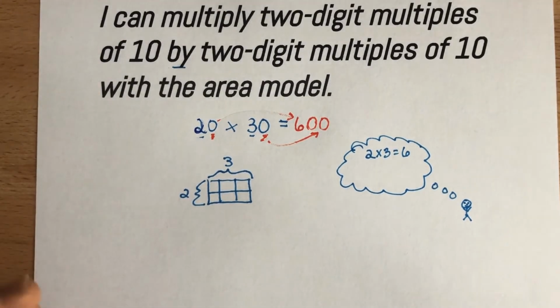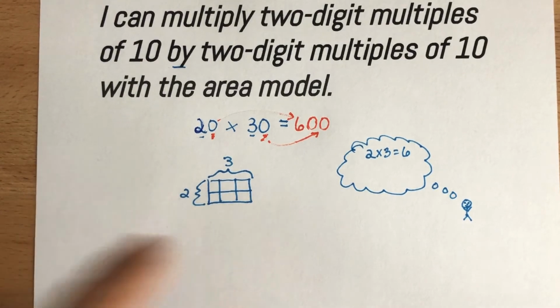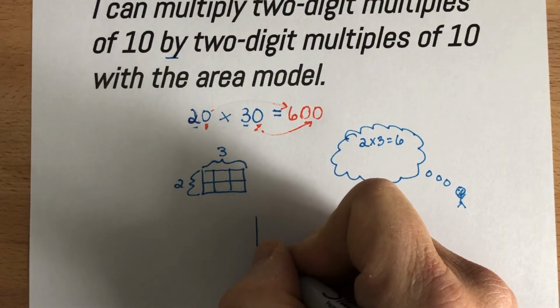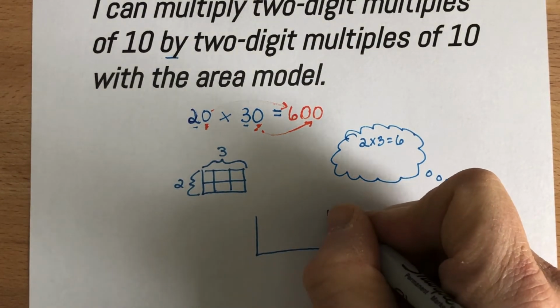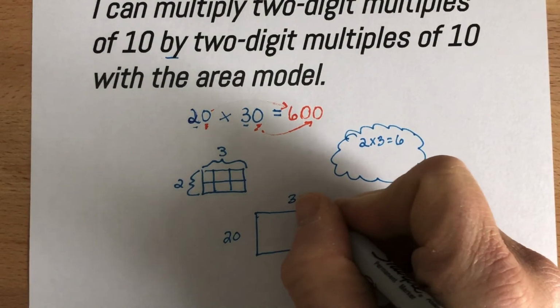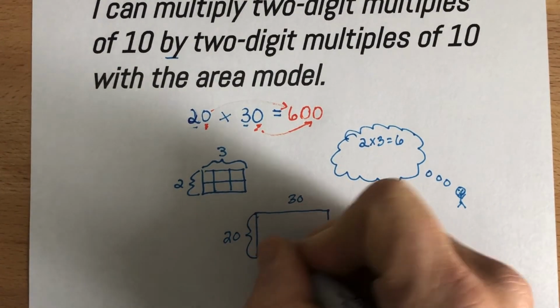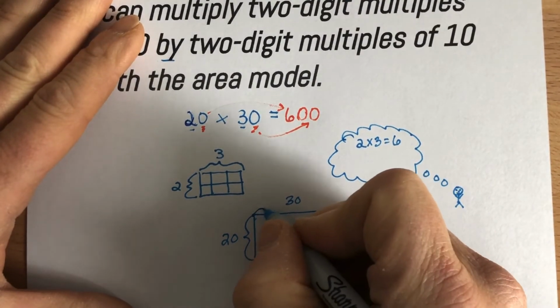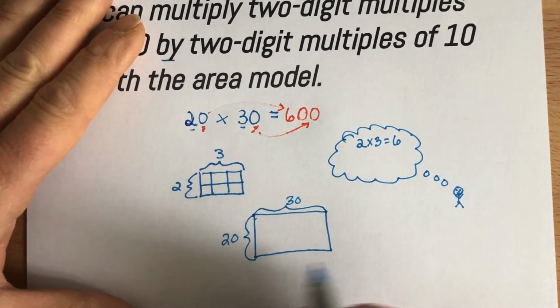Well, if I'm going to show this as an area model, I'm not going to write out 600 blocks like this. It's just too much. What I would do is just make a rectangle and know that this is 20 and this is 30, right? Just like that. Those would be my area models.